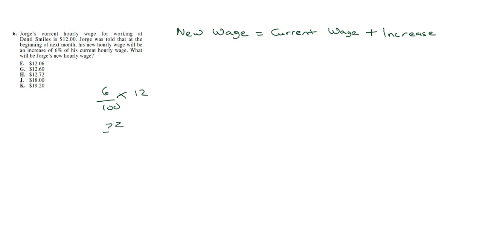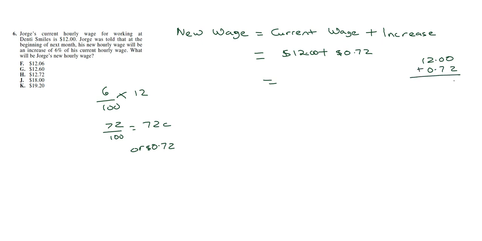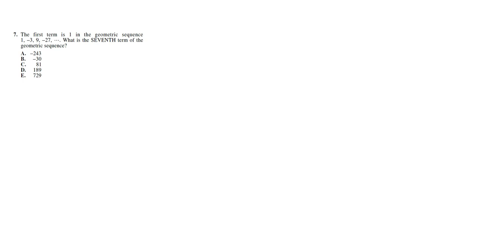So that's going to give us 72 over 100, which is 72 cents, or $0.72. So his new wage is going to be the current wage of $12 plus the increase of 72 cents. Just for good measure, let's do this. So we have 2, 7, 2, 1. So we have $12.72.